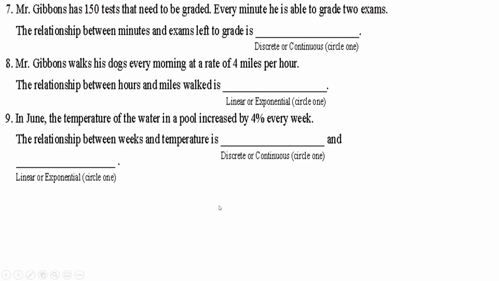All right, number 7. Mr. Gibbons has 150 tests that need to be graded. Every minute he is able to grade 2 exams. The relationship between minutes and exams left to grade is, all right, so this is just a context problem. Is this situation discrete or continuous? Well, my pattern of change is every minute I am grading 2 exams. So the number of exams that I have graded would always be a whole number. 2 exams, then 4 exams, then 6 exams, then 8 exams. So I would call this discrete.